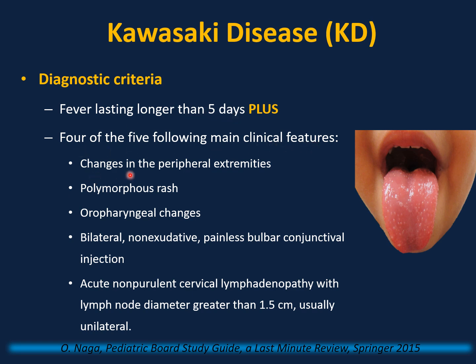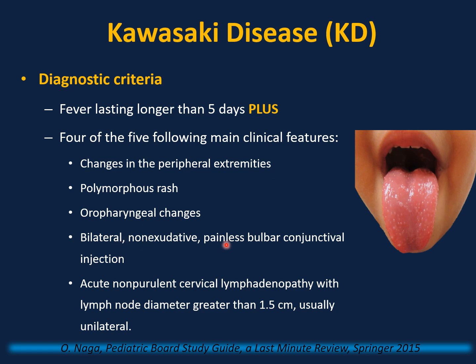Number 1, changes in the peripheral extremities, meaning redness, edema of hands and feet, followed by desquamation of the skin. Number 2, polymorphous rash. This rash can be seen anywhere in the body, but commonly seen in the groin area and extremities. Number 3, oropharyngeal changes like dryness, fissuring of lips, strawberry tongue, erythema of the pharynx.